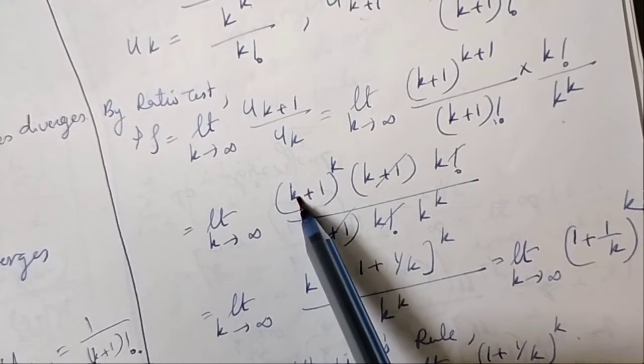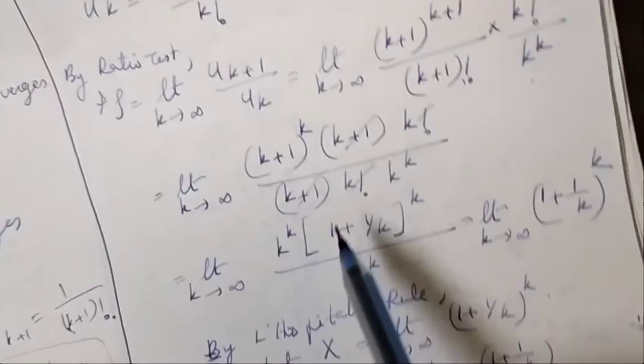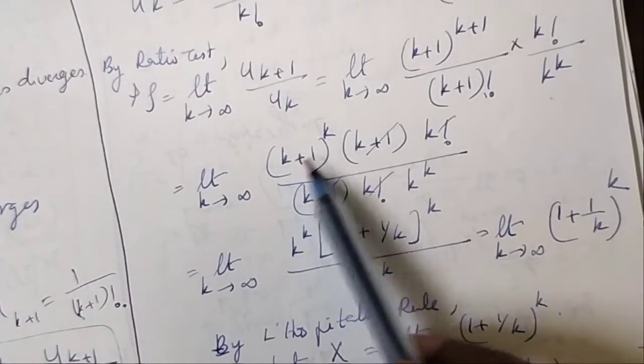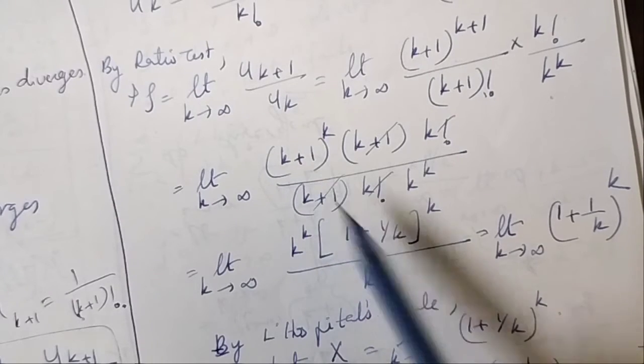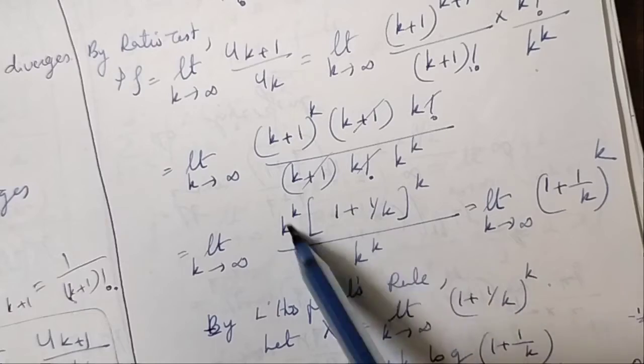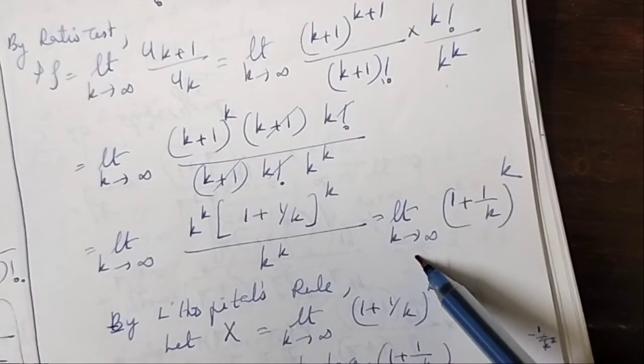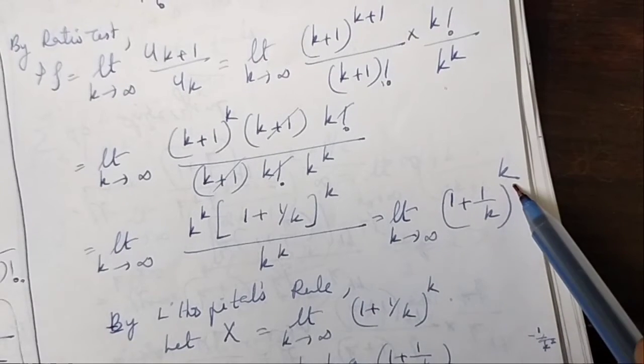So we have to take k outside. So if you take k outside, k power kuda പുറത്തു വരും. So k raised to k outside. So k raised to k into what is remaining, 1 plus 1 by k the whole raised to k, divided by k raised to k. So that k raised to k also cancels. So remaining limit k tends to infinity 1 plus 1 by k the whole raised to k.